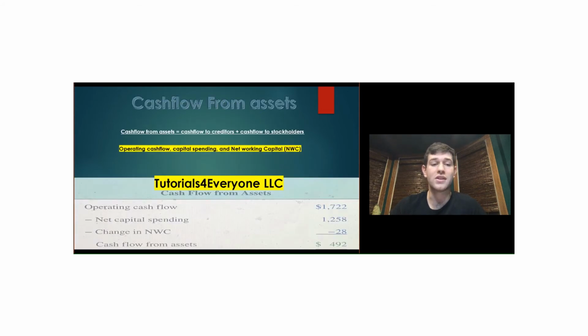Cash flow from assets. So remember, we needed three things to do cash flow from assets: operating cash flow, capital spending, and net working capital. We calculated all those three. We found our operating cash flow to be 1,722. So then we're going to subtract our net capital spending, which we calculated to be 1,258. And then we're going to subtract our change in net working capital. But remember, our net working capital difference was negative. So when we subtract a negative, we're adding it, because to subtract the negative, that's a positive, and you add it. So that gets us cash flow from assets being 492.